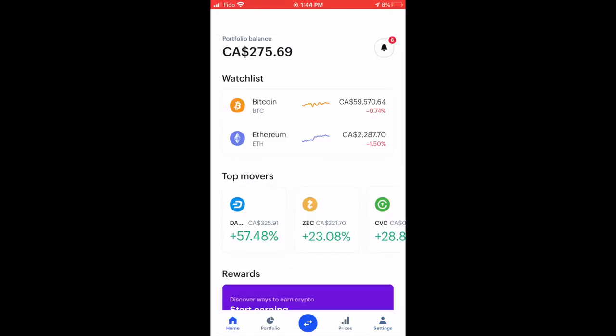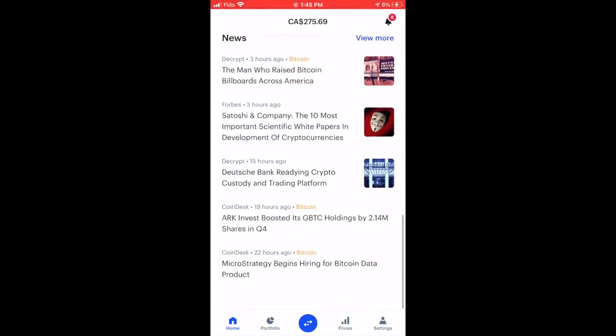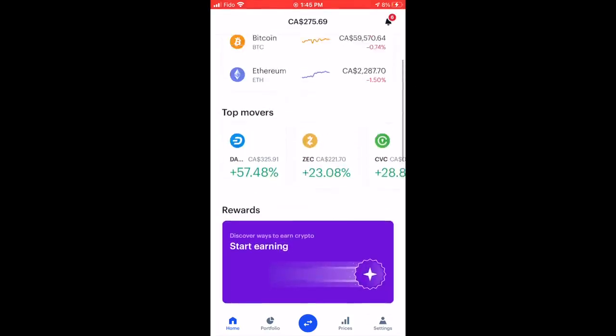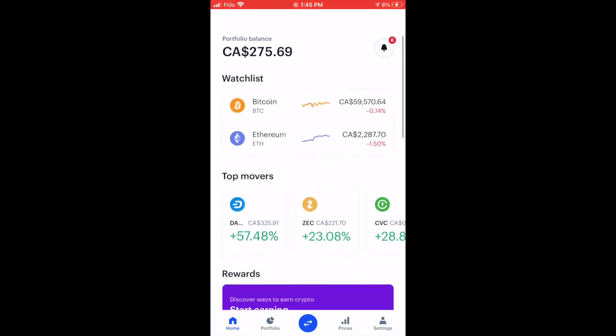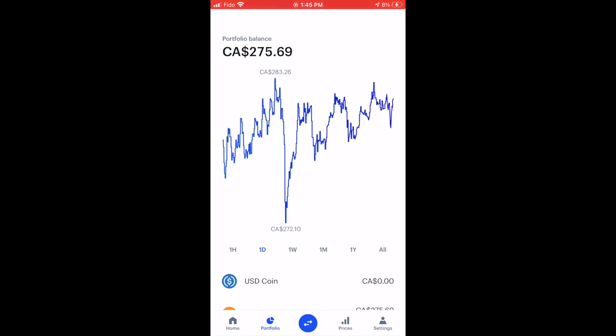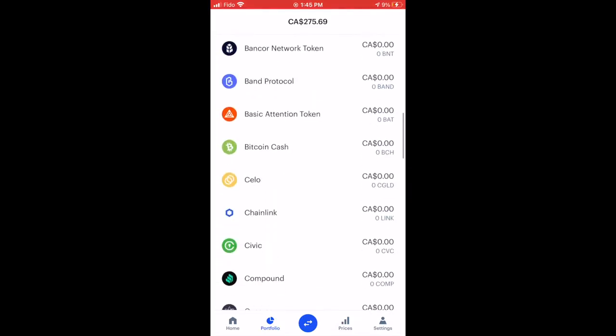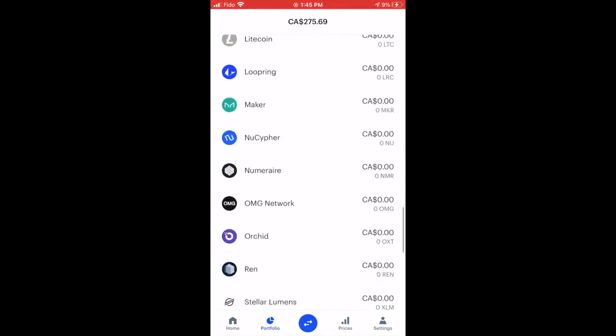Okay, so now I want to show you around the app and show you how you can use it. Here we are on the home page, and you don't really have much here. It doesn't matter too much. You might see some news and stuff like that, but it doesn't really matter. The next thing that you want to do is go to portfolio. On portfolio, it's basically just going to show you how much money you have in crypto. As you can see here, if I scroll down, it shows me all the coins that I can actually buy. And if I want to buy any of these, I can go ahead and do that.